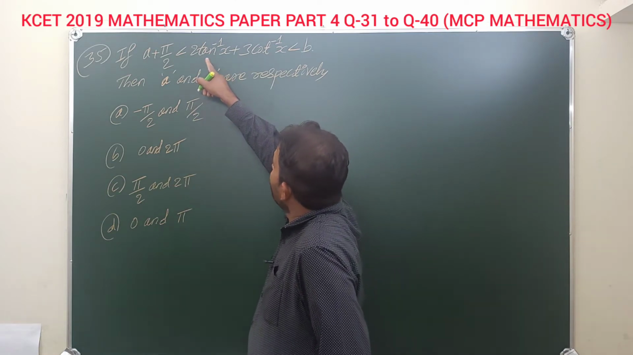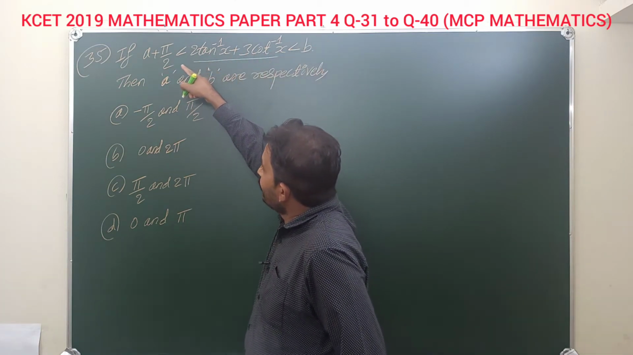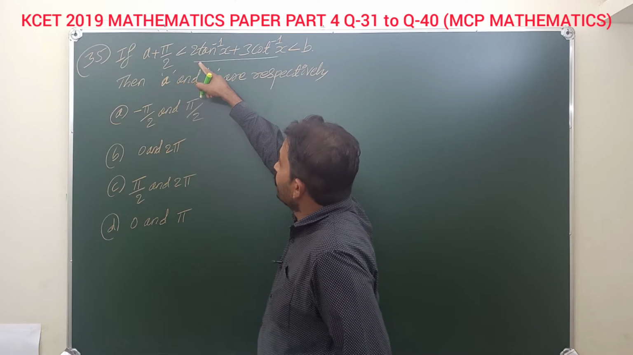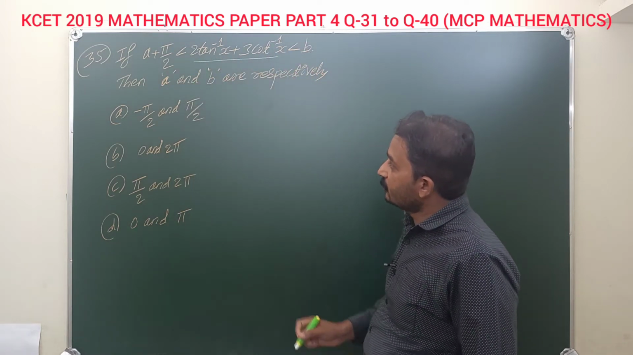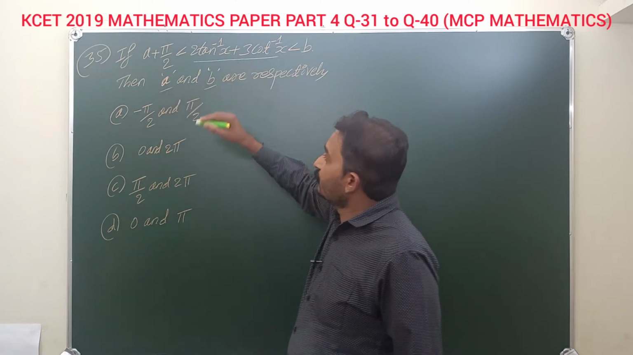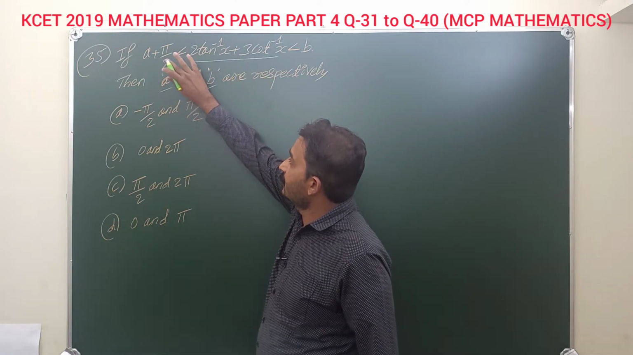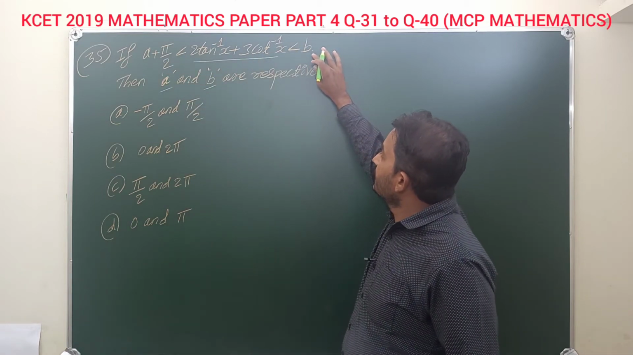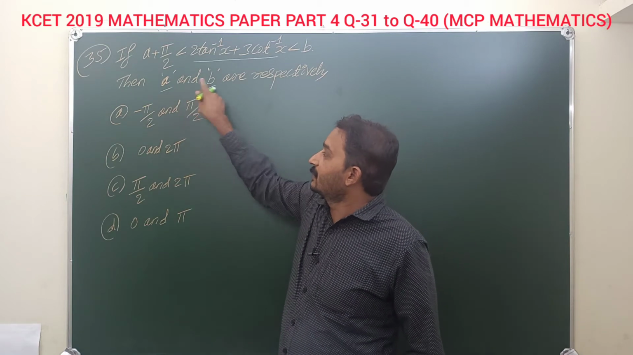In this case we have to find the range of this term. Already given: a + pi/2 is strictly greater than, and strictly less than b. So in this case we have to find a and b. First we have to find the value of a + pi/2 and the value of b. Then simplify this, and we get the answer.